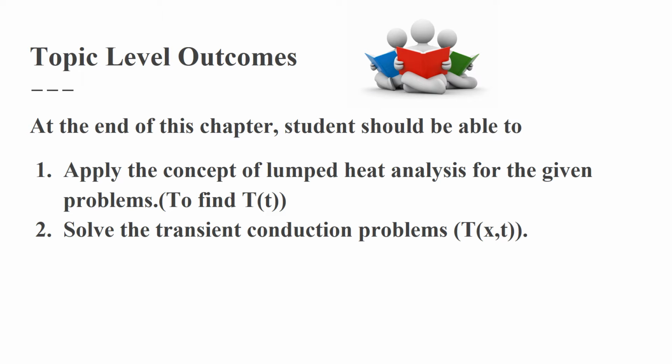The topic level outcome here is very important. There are two topic level outcomes. At the end of this chapter you should be able to apply the concept of lumped heat analysis for the given problem. It is mainly to find temperature at any given time t. And second, solve the transient heat conduction problem to find out temperature at a given time and space both. This is using a Heisler chart or Grober chart, we call it.